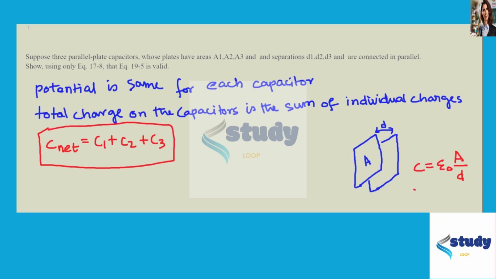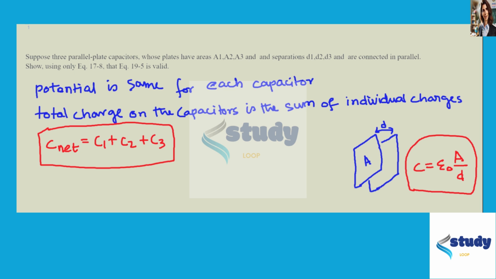Okay, so we need to prove this equation from this. This is the equation for a parallel plate capacitor where capacitance is epsilon naught, which is a constant, times area over the separation. So if we know the area of the parallel plate capacitor and the separation, we can figure out the capacitance.